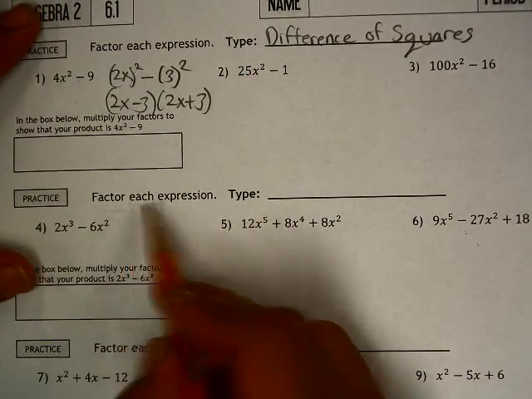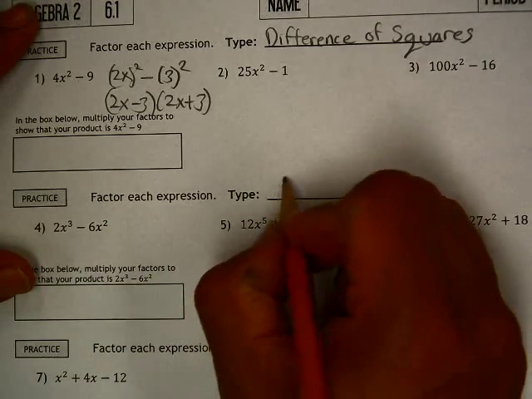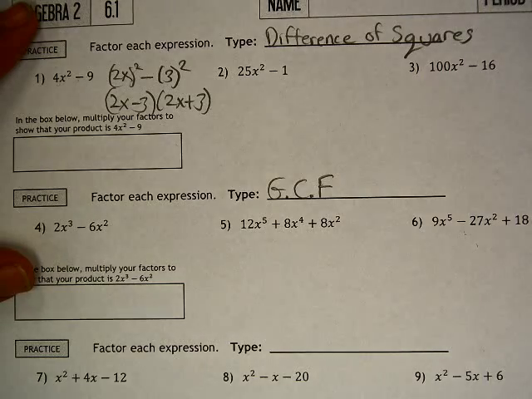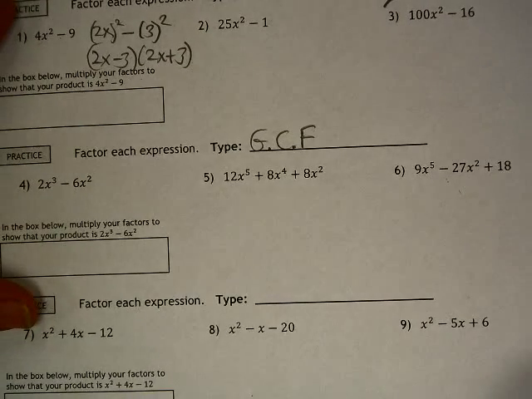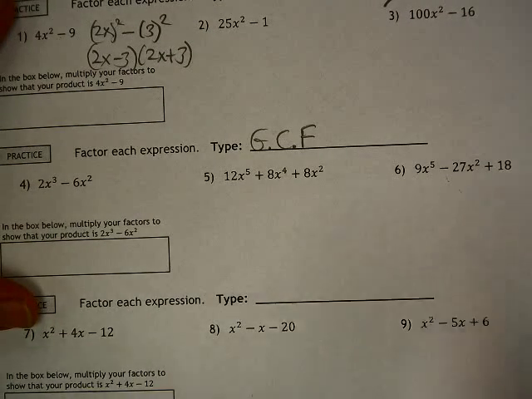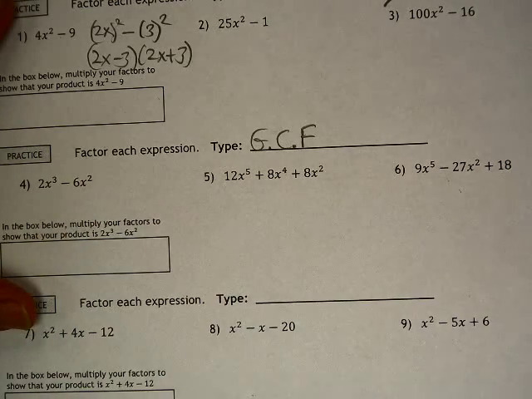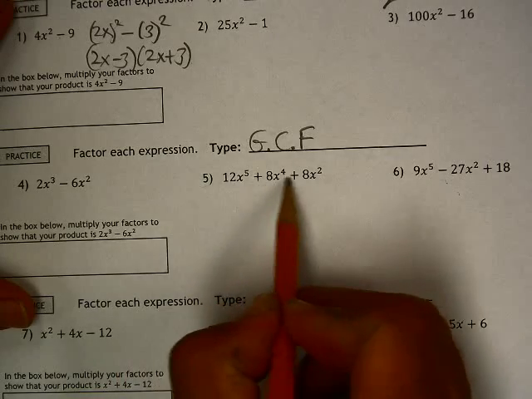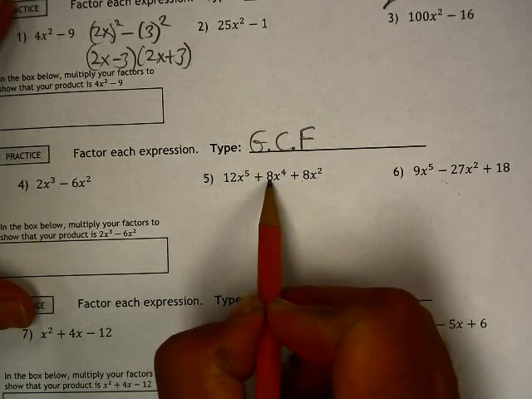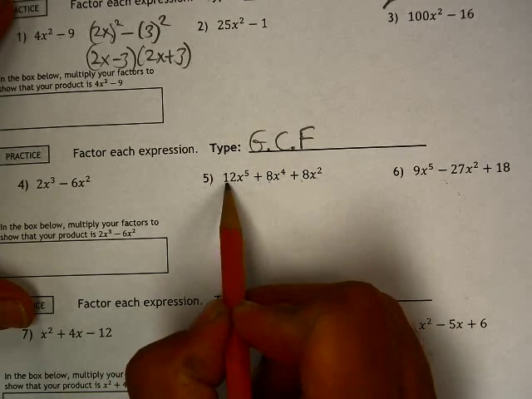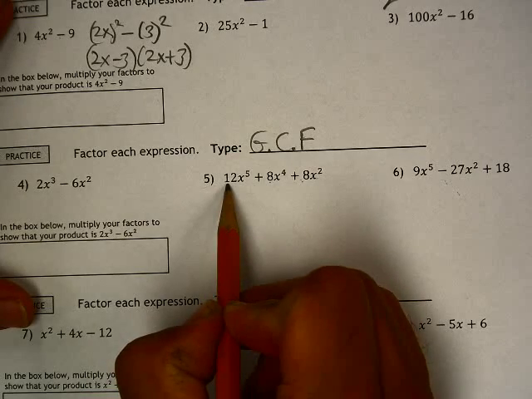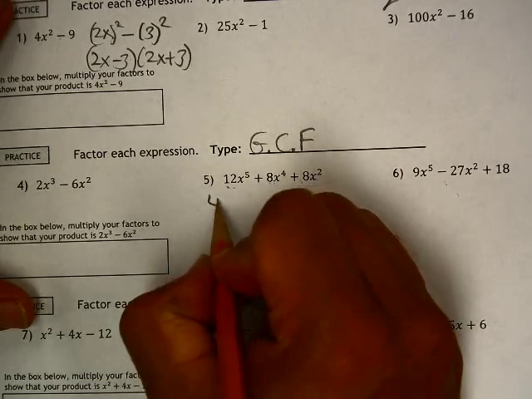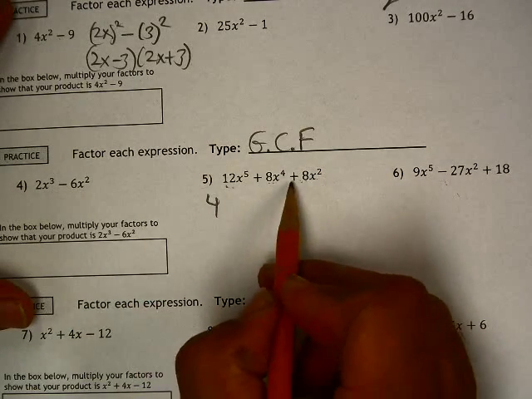The next one down is factor each expression. This is greatest common factor. So you take out the biggest number and the most amount of x that you can take out of each one of these, and usually that will be all that you do. So this one here, when you look across here, I can take an 8 out of those two as far as numbers, but I can't take an 8 out of there. So the biggest number I can take out of both of these is a 4.